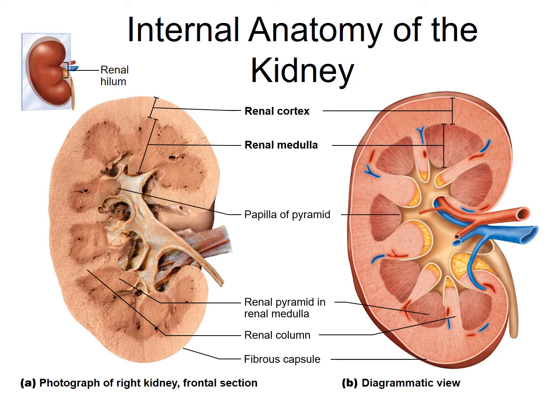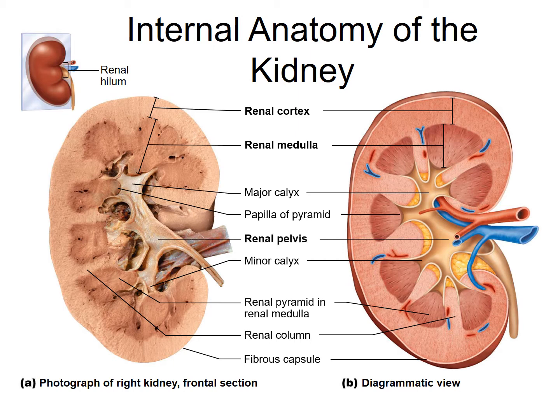And these are the papillae of the pyramids, the pointed parts at the base of the pyramids that lead into the minor calyx, or calyces, which is plural. The minor calyces will themselves lead into major calyces, so what I want you to notice here is that the major calyx has more than one minor calyx draining into it. The major calyces will drain into the renal pelvis, and then the renal pelvis, as you can see to its right, drains into the ureters.